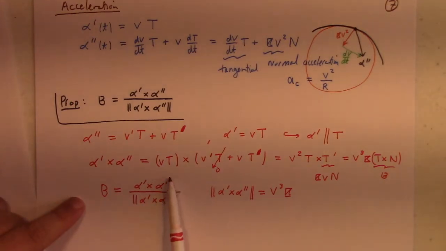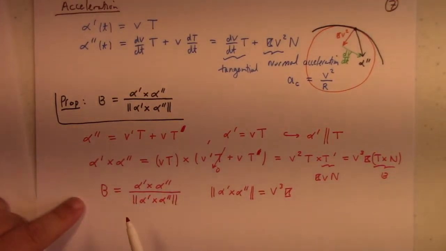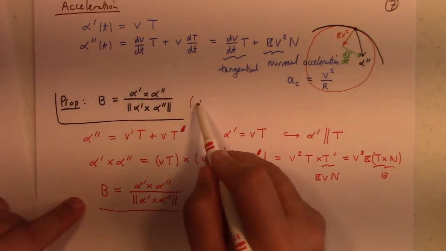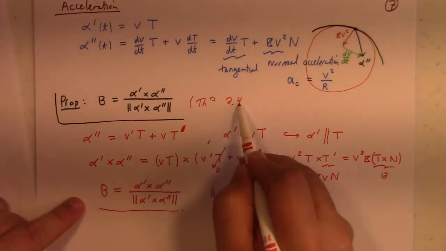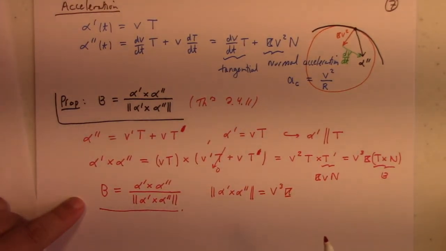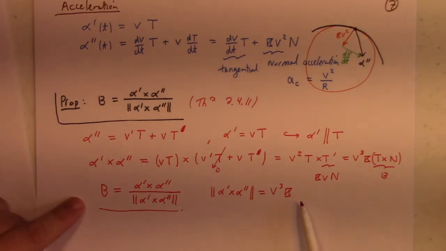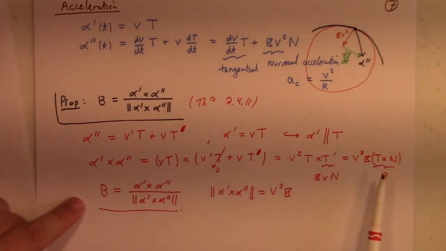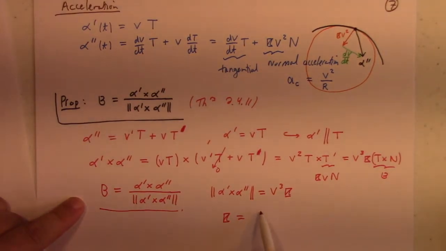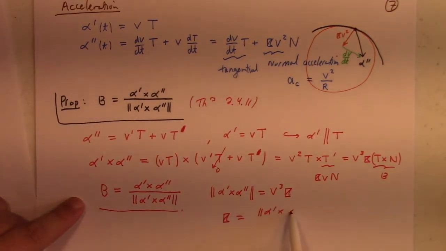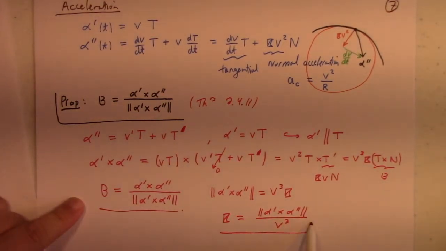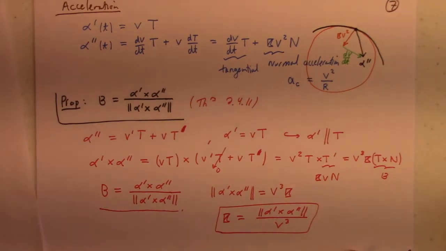Stands to reason that b is the unit vector. Take this vector, normalize it. There's one of the formulas in my theorem 2.4.11 in my notes. And also, of course, you can see that if you take the magnitude of both sides, it gives you this formula for curvature. Curvature is equal to the magnitude of this vector divided by the speed cubed.